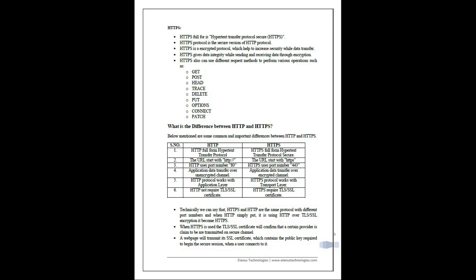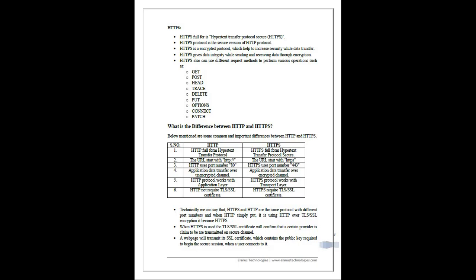So I created a small table. Below are some common and important differences between HTTP and HTTPS. The full form of HTTP is hypertext transfer protocol, and the full form of HTTPS is hypertext transfer protocol secure. Second, the URL starts with HTTP in HTTP, and in HTTPS it starts with HTTPS. For the common port, HTTP uses port 80 and HTTPS uses port 443.